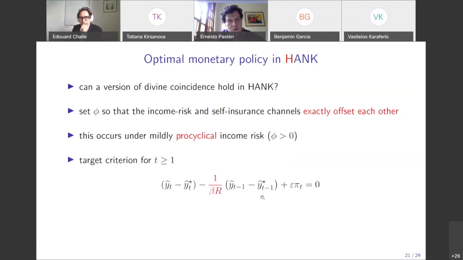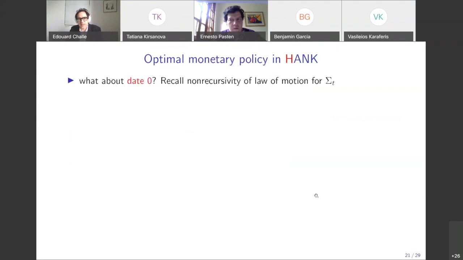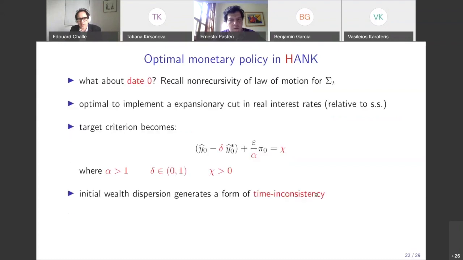The two effects cancel out. In that case, we have a target criterion that really looks like the divine coincidence, except that we have this coefficient here. Under the representative agent, we would have beta r equal to 1. Here, 1 over beta r is slightly above 1, because r is below 1 over beta, because there is just precautionary savings. But otherwise, the divine coincidence result holds. Let me skip date 0.